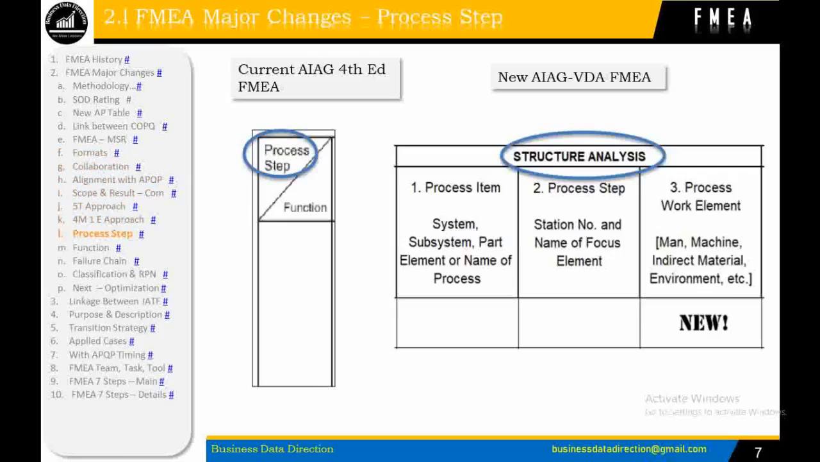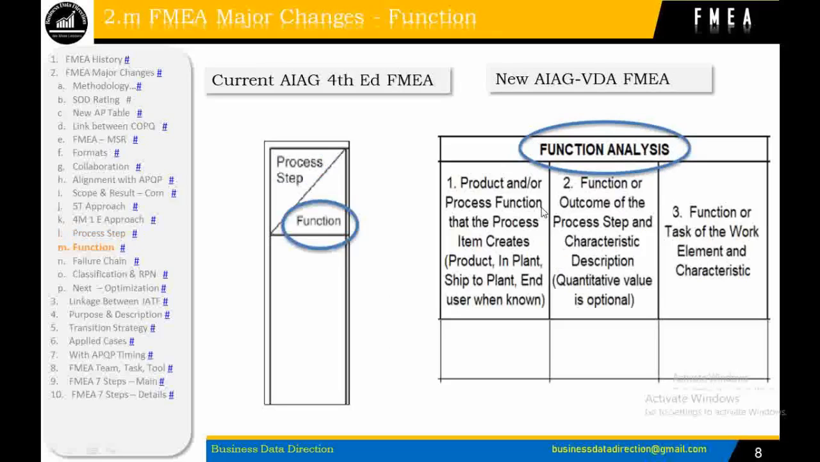Now we will see what the changes in the format are from the previous FMEA to the new FMEA. In the previous FMEA, there was only one column of process step. Now this is changed to structure analysis with process step, process atom, process steps and process work element. Next change: there was a function mentioned in the previous FMEA. Now this function is changed to function analysis. This is also changed to function process atom, process steps and function work element.